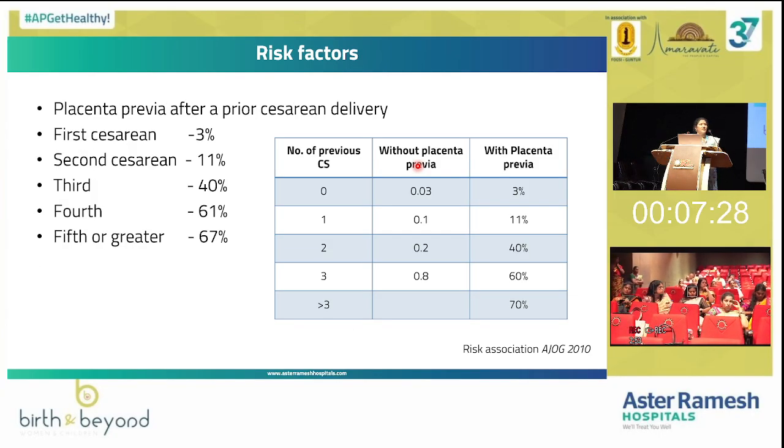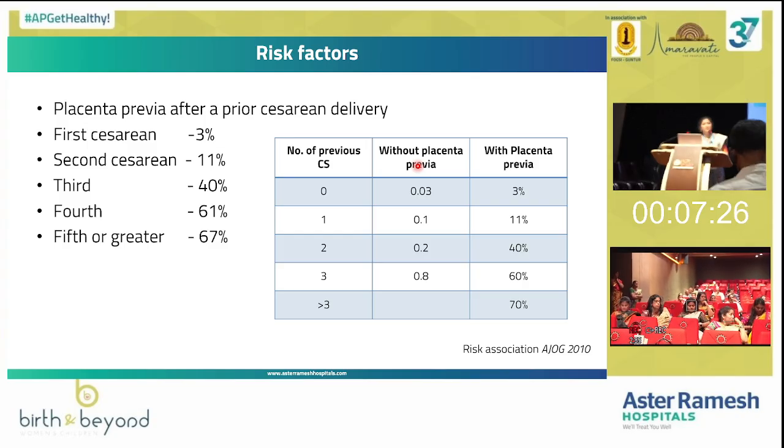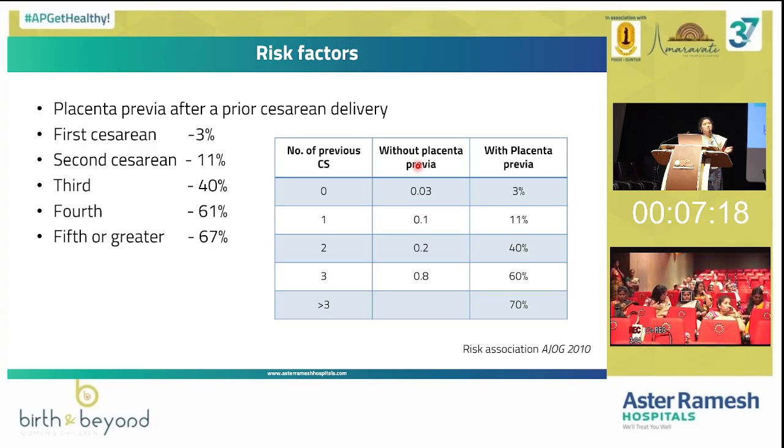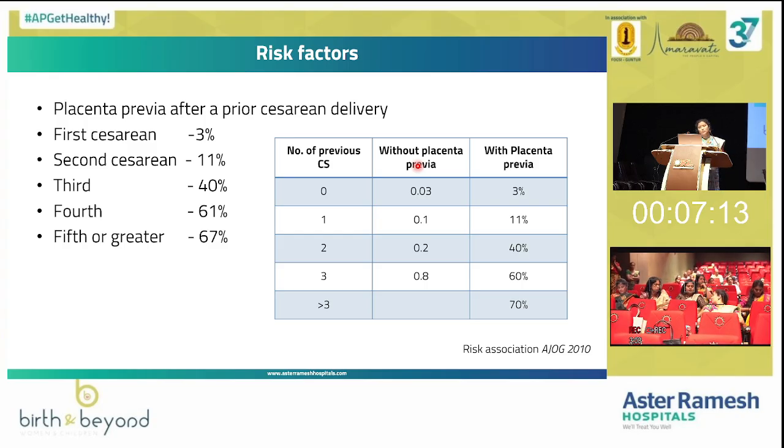The main risk factor for placenta accreta is placenta previa with previous caesarean section. As the number of caesarean sections increases, the chances of accreta will be more. With more than 3 previous caesareans and placenta previa, the chance of occurrence of accreta is 70%.